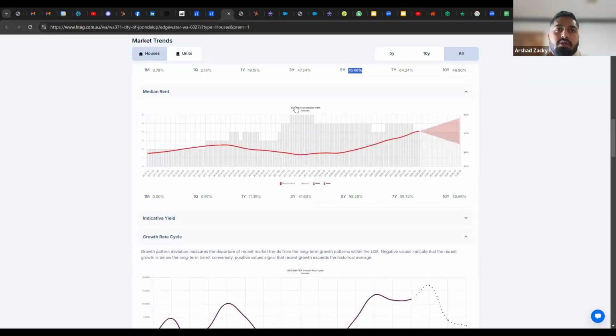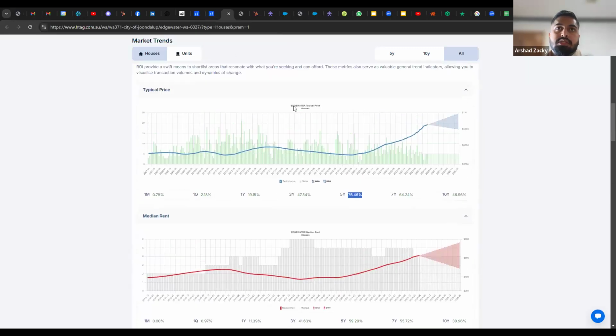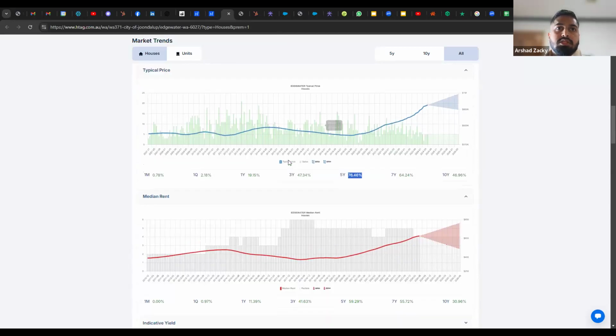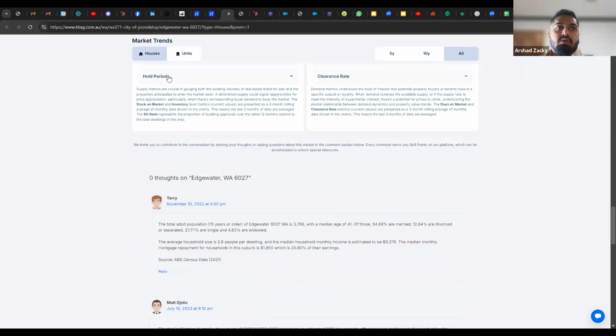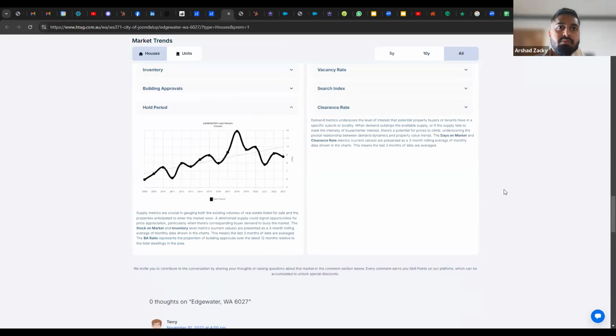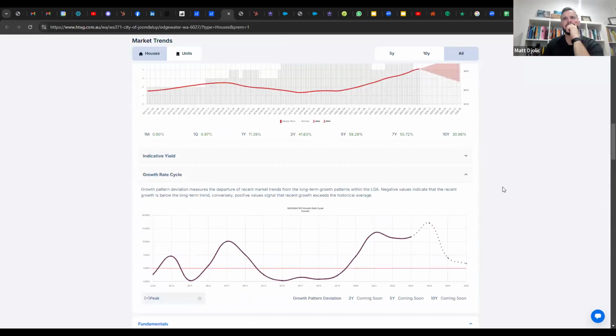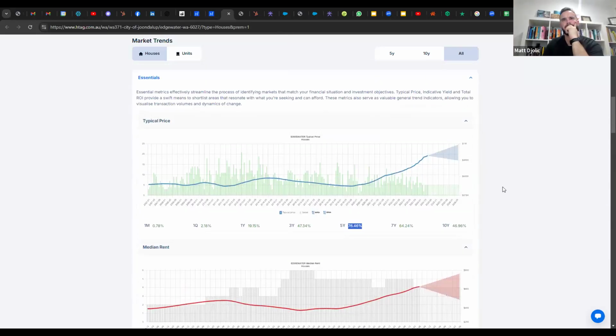Sorry, Matt, with that one, could it just be the fact that hold periods are becoming longer in the area? So there's just not as much sales volume available. It's an interesting observation.